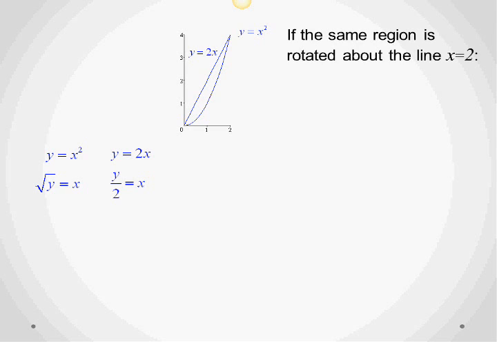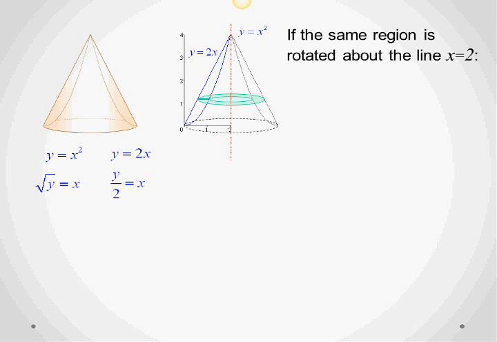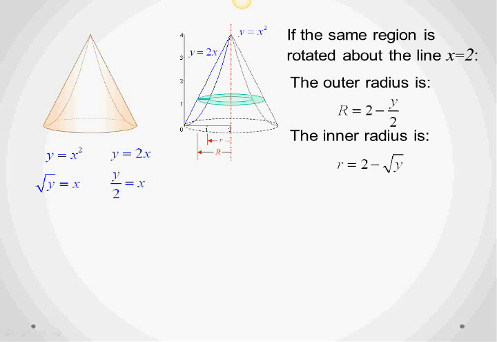So now we're going to take the same region and rotate it around the line x equals 2. Now it's going to form a cone with a concavity situation inside of it. So our big R is actually 2 minus the function y over 2. And then the inner radius is 2 minus the square root of y.